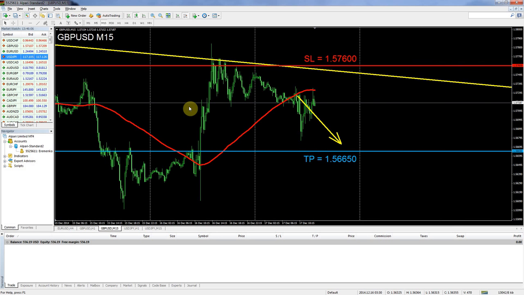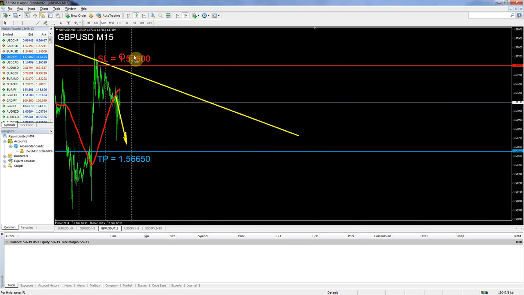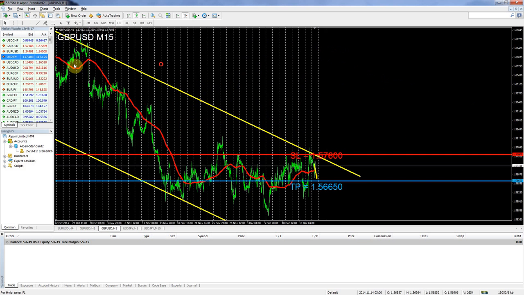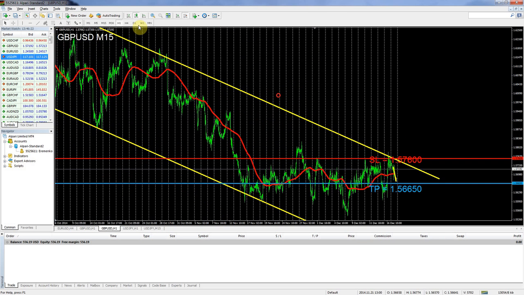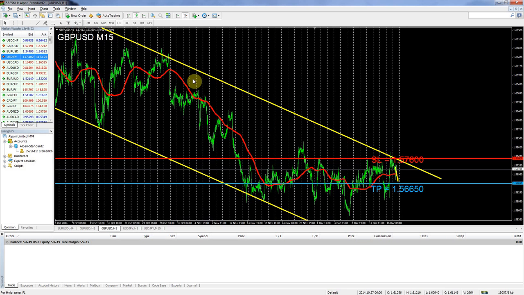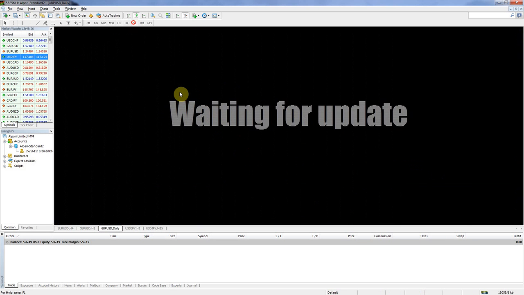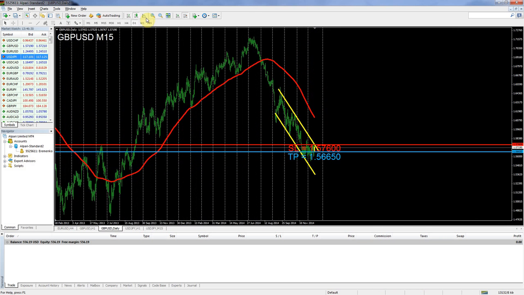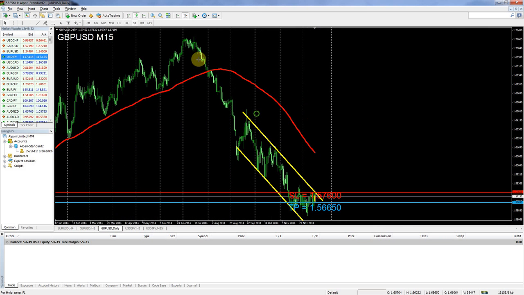One of the main factors is that if we zoom out and go to, for instance, the hourly chart, you will see that the price is in a downward trend. The British pound dollar is in an overall downward trend. So I'm actually going to go to the daily chart over here. Now if I zoom back in, you can see that the British pound dollar is in a downward trend, and I've even highlighted this channel over here.